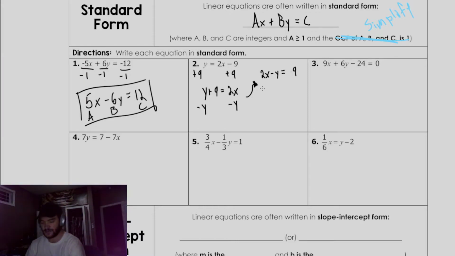Hopefully that kind of makes sense, because again, this is our A. A is 2, our B is negative 1, and our C is 9. Sweet. This is standard form. Awesome. Let's do this one.